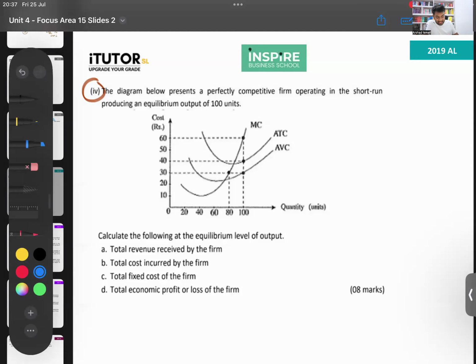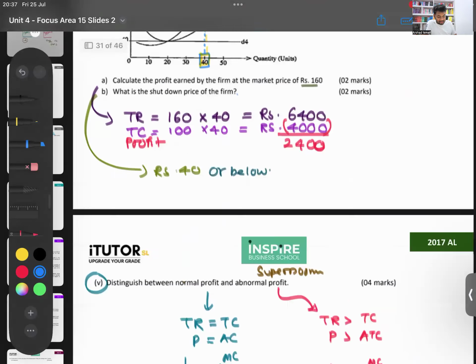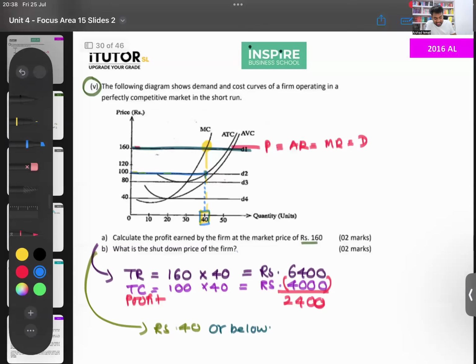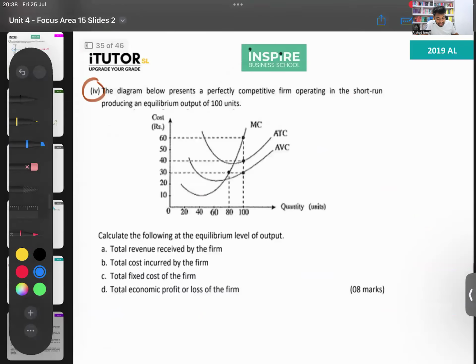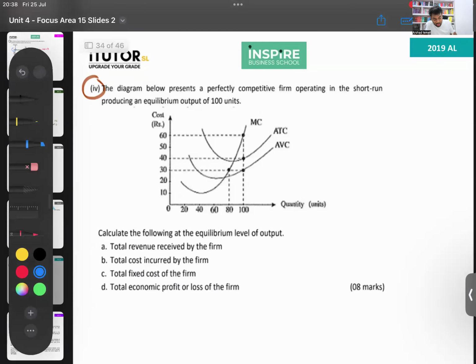In the last question, if you remember the 2016 one, they told us the price is 160. And then we looked at MR and MC and we found the quantity of 40. Quantity we had to find. Now in this question, they are giving us the quantity. They are saying quantity is 100. But how much is the price?